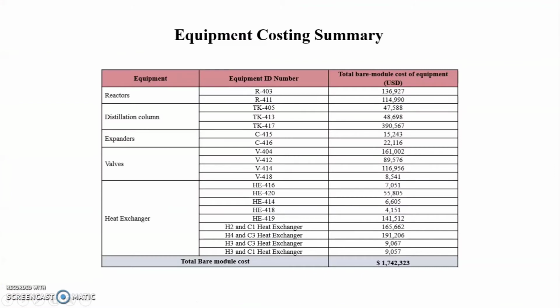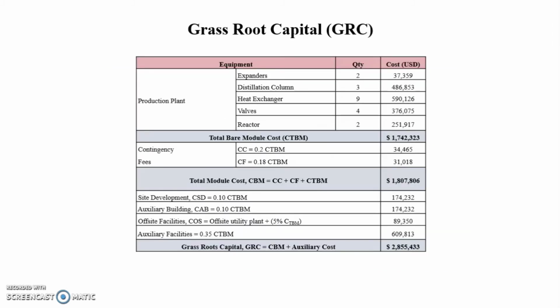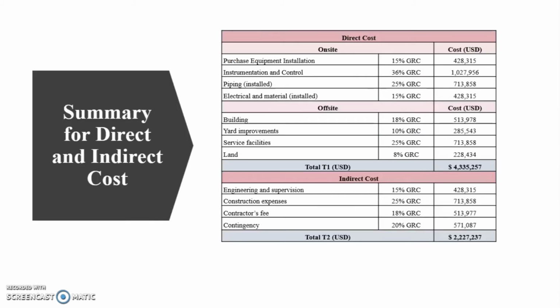This is the equipment costing summary, where the total bare module cost for all equipment is $1.742 million USD. The grassroots capital consists of the total module cost with auxiliary cost, which gives $2.855 million USD. For the summary of direct and indirect costs, the direct cost consists of on-site and off-site, which costs $4.335 million USD, while the indirect cost is $2.227 million USD.